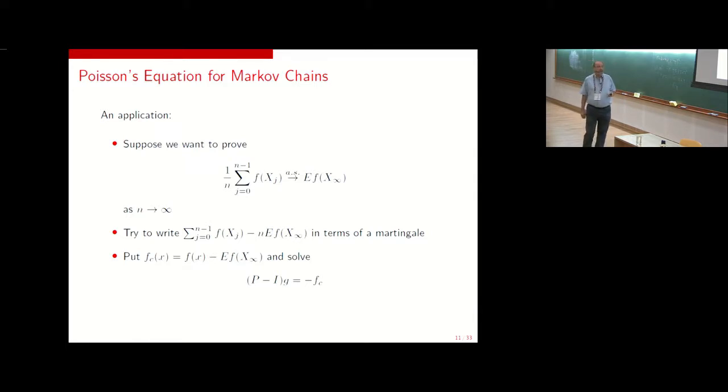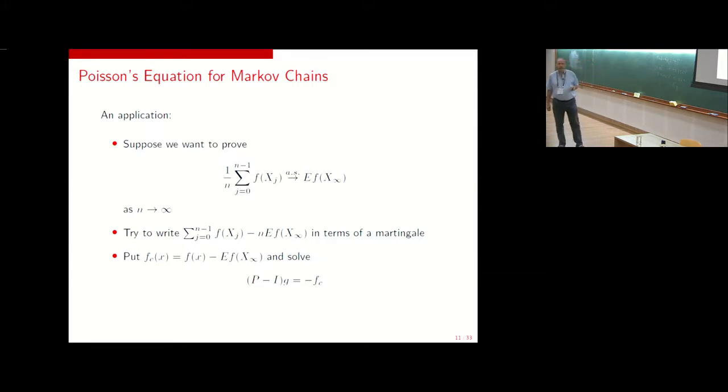So in terms of writing this as a martingale, we'll solve Poisson's equation for the centered function f of x. So you take f of x, subtract off its equilibrium expectation, and call that function f sub c of x. The c here represents the fact that it's a centered functional, centered by the equilibrium mean. Now we try to solve the linear system (P minus identity) times g equal to minus fc, and notice that since f has been centered, this fc satisfies the solvability condition for Poisson's equation, namely it has equilibrium mean equal to 0.